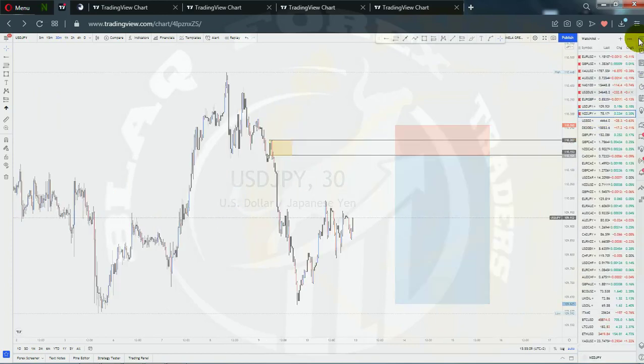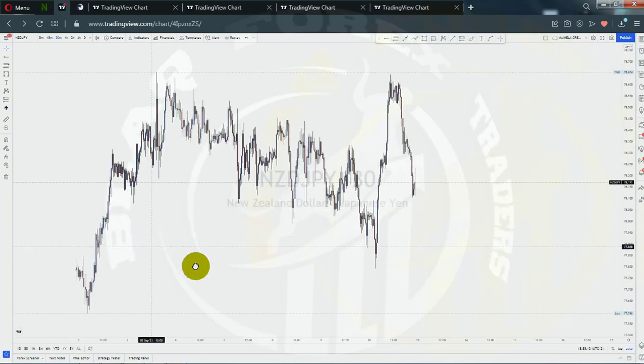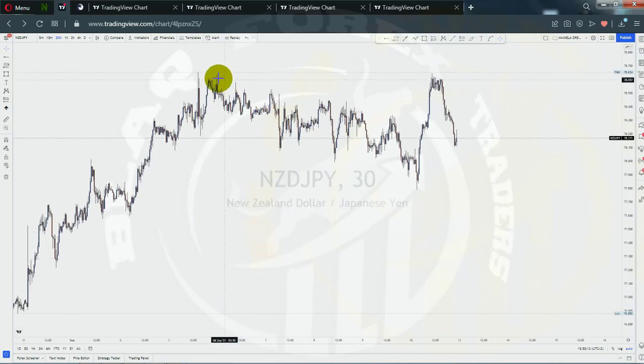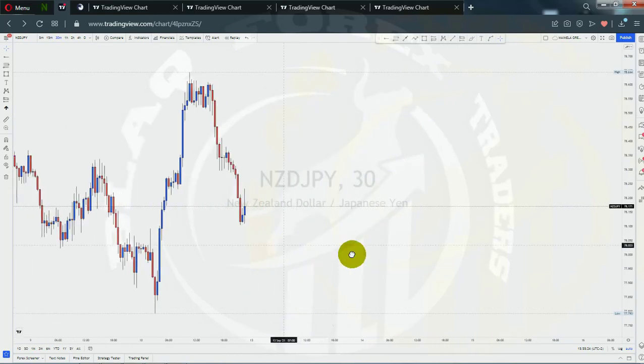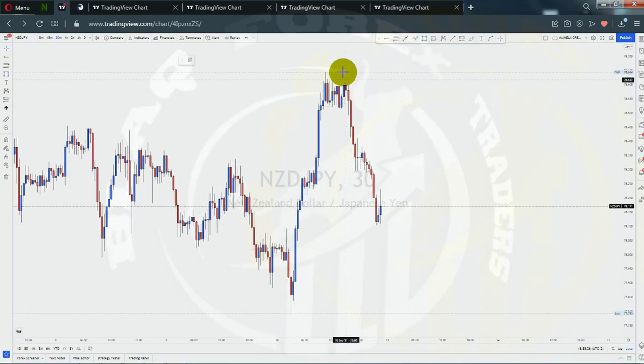Then let's end up on NZD JPY. Okay, on Friday NZD JPY reached my supply level here. They respected it, meaning that they are going down. So I'm looking for a continuation pattern here. Then you can see we have a drop, base, drop. So this is my base here.